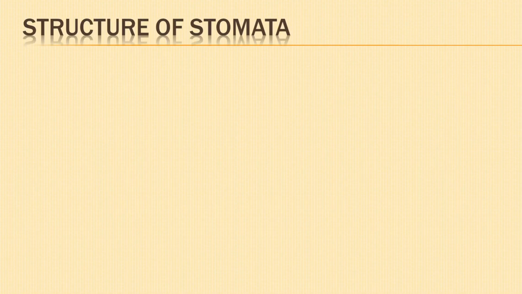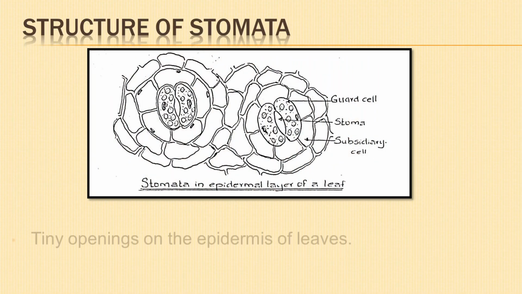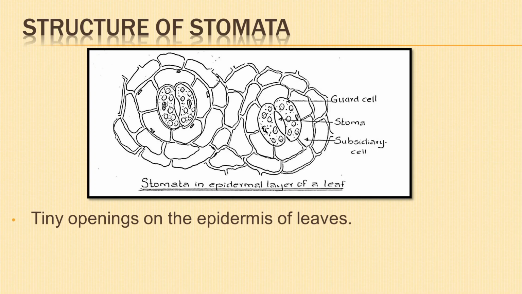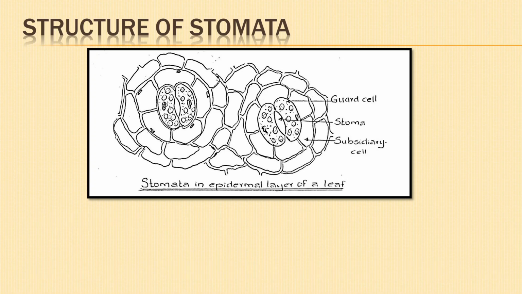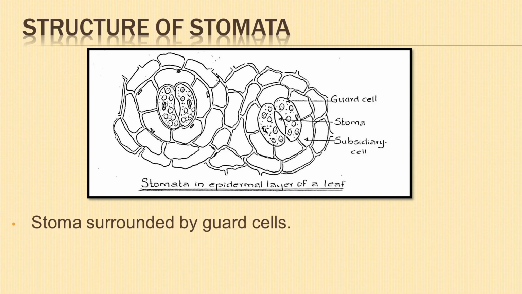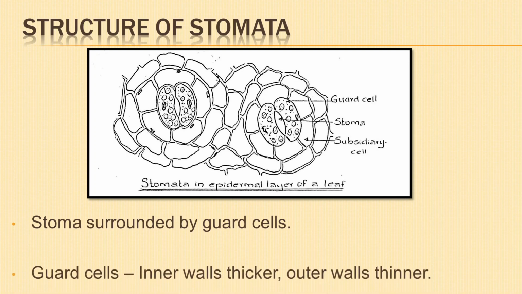Next, let us look into the structure of stomata. Stomata are the tiny openings present in the epidermal layer of the leaves. They play an important role in gaseous exchange, transpiration, and photosynthesis. The stomata consists of minute pores called stoma, surrounded by a pair of guard cells. The guard cells are living, have a cytoplasmic lining, contains a nucleus, central vacuole, and a number of chloroplasts. The inner walls are thicker and outer walls are thinner.